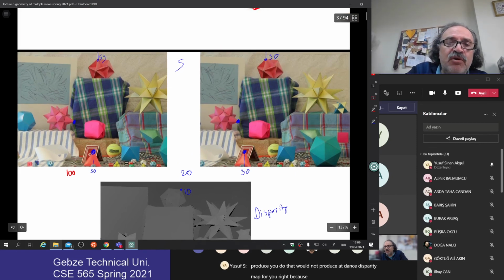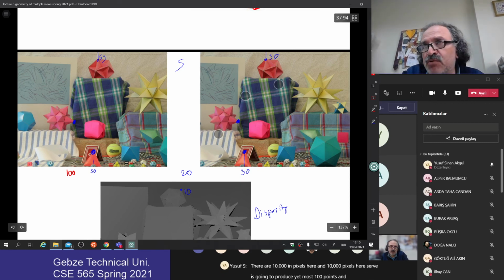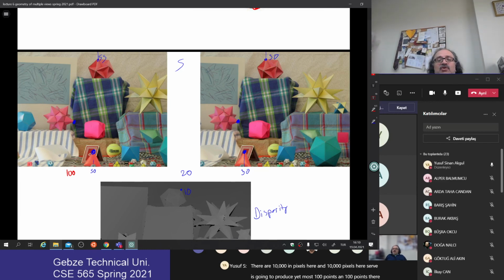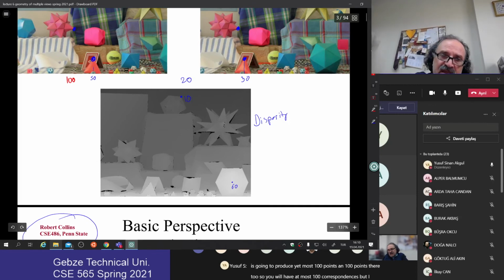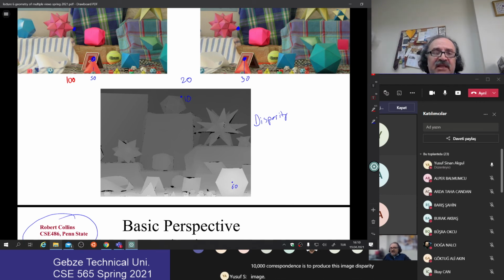Because let's say this is a 100 by 100 image, there are 10,000 pixels here and 10,000 pixels here. SURF is going to produce at most 100 points and 100 points there too. So you will have at most 100 correspondences, but I need 10,000 correspondences to produce this disparity image. So running the regular correspondence algorithms that we did before will not work here.